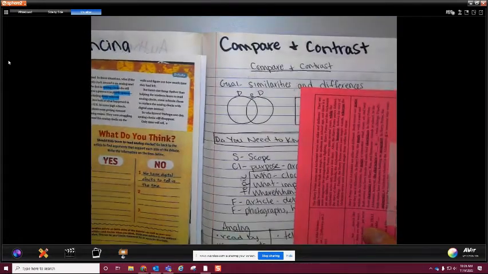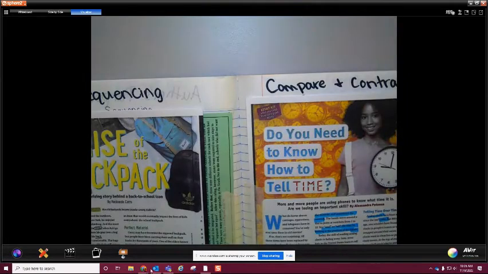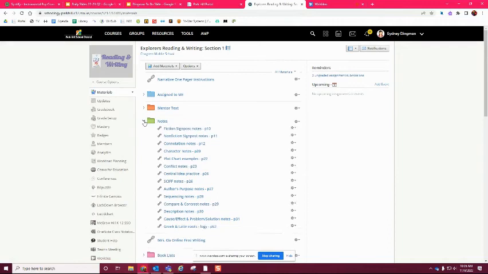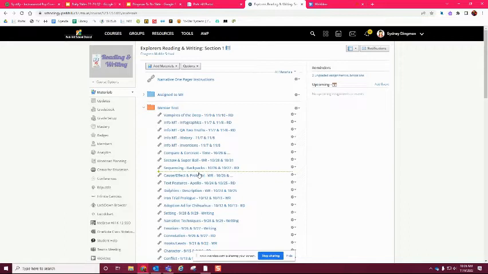Okay, so you're going to want to reference back to pages 28 to 31, because that's going to help you a great deal. Since you're at home, you don't have that, so I'm going to show you where you can find it. If you go into the reading writing course in Schoology, you can find this in the notes section. We have page 28, 29, 30, and 31, with the notes for sequencing, compare and contrast, description, and cause and effect, problem, solution. We also have the mentor text section, with sequencing, cause and effect, problem, solution, the description piece, and compare and contrast. You just click on it, and it'll open up and have all that information.